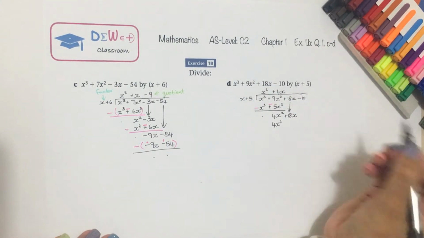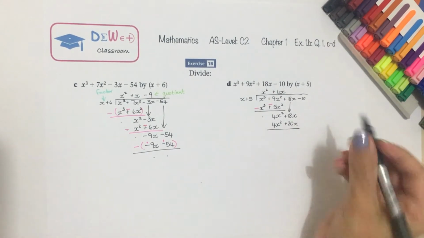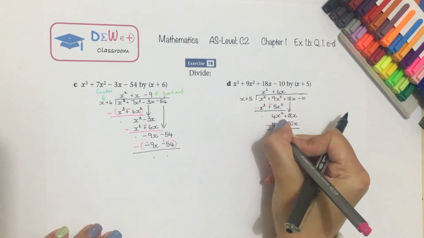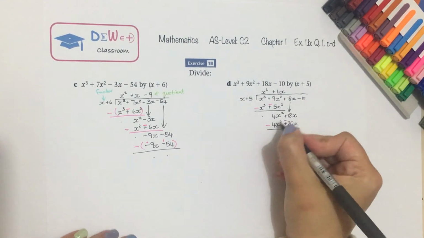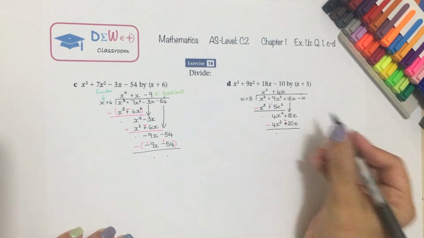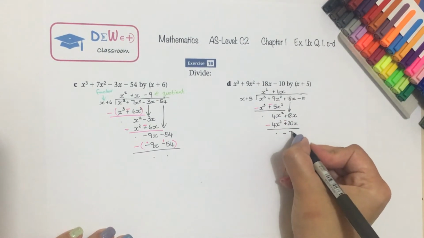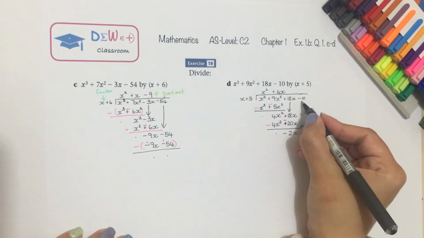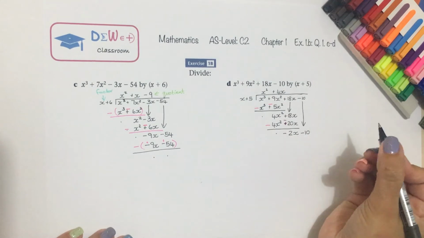4x times 5 is 20x. Right, we need to subtract them. When we subtract them, we change the signs. Then 4x squared minus 4x squared is 0. 18x minus 20x is minus 2x. And finally, we need to bring down that minus 10.